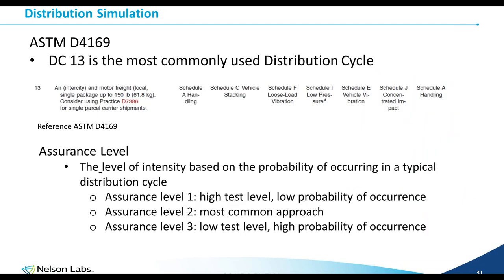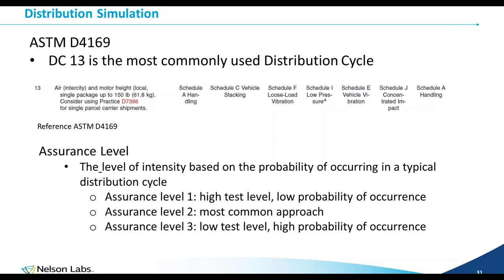The most commonly used distribution cycle is distribution cycle 13. It's for motor freight and air packages, so shipments for packages up to 150 pounds. And you can see here, Schedule A, which is a drop test, has a stacking test or a compression test, Schedule C, Schedule F, the low pressure test, which is optional if your packaging is porous, a vehicle vibration or random vibration test, which simulates truck and air vibration, Schedule J also, which we just talked about, and then a final drop test.